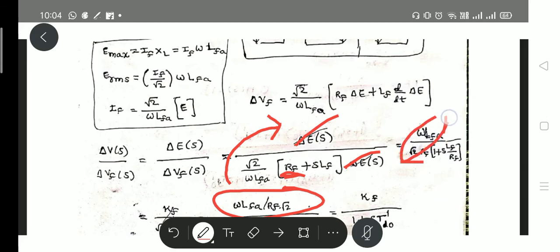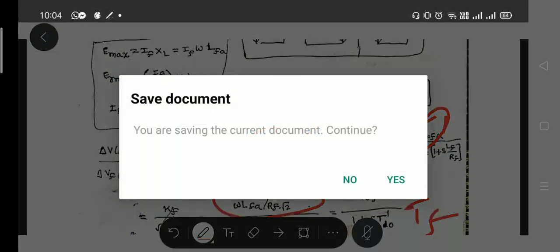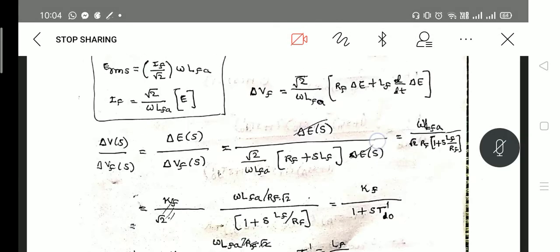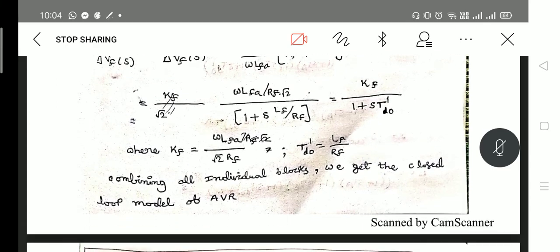From this, omega LFA by Rf root 2 is called Kf, one constant term. Here Lf by Rf I am taking as Td naught. Td naught we can also call Tf. So the transfer function is Kf by 1 plus S Td naught, where Lf by Rf is Td naught.